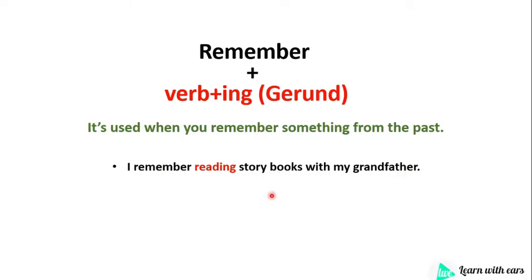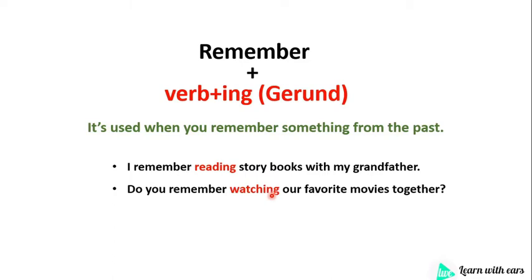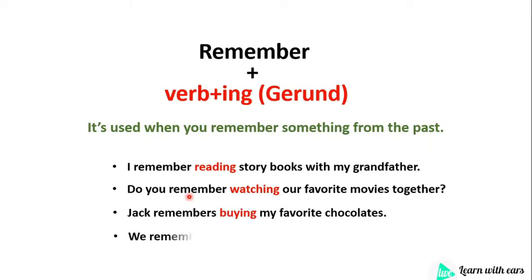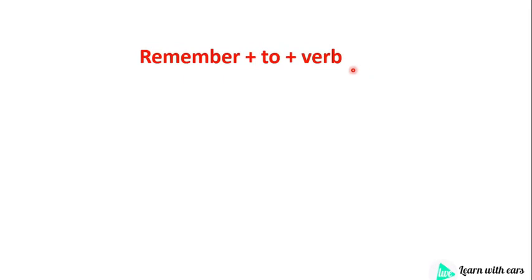Now let's see the second sentence. Do you remember watching our favorite movies together? So here again we are using gerund with remember. Next, Jack remembers buying my favorite chocolates. Next, we remember playing football.